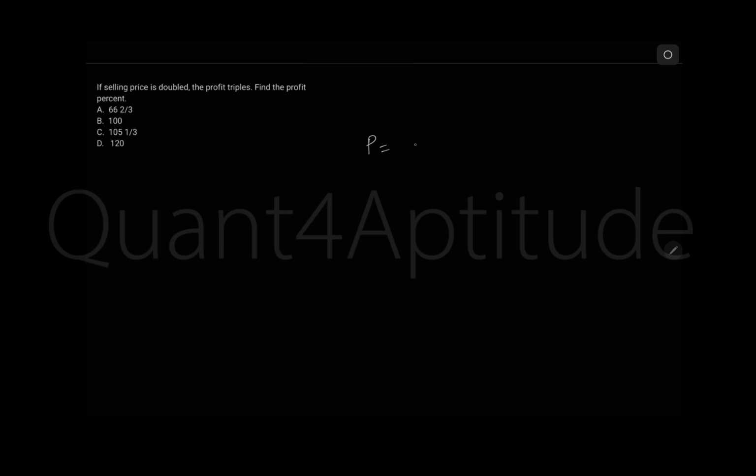Now, profit percentage is what? Same thing. Selling price minus cost price divided by cost price into 100. It says if the selling price is doubled, the profit triples. Find the profit percentage. Now to find the profit percentage, what do we need? We need the relationship between profit and cost price, because in the formula, SP minus CP is nothing but the profit. So if you get the ratio of profit by the cost price, that also is enough.